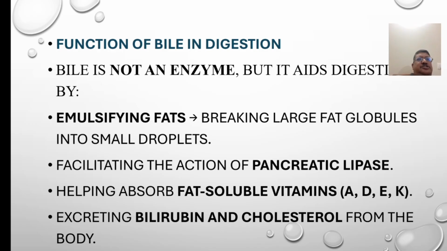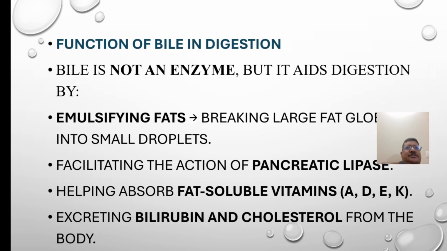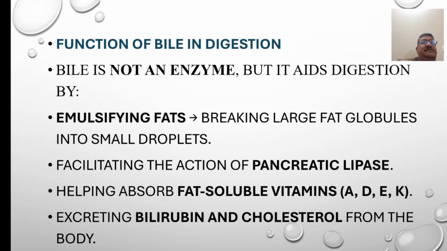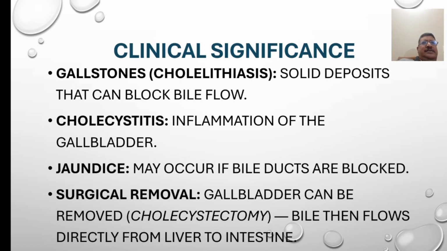Functions of bile in digestion. Bile is not an enzyme, but it aids digestion by emulsifying fat, breaking large fat globules into small droplets, facilitating the action of pancreatic lipase. It helps absorb fat-soluble vitamins A, D, E, K, and excretes bilirubin and cholesterol from the body.